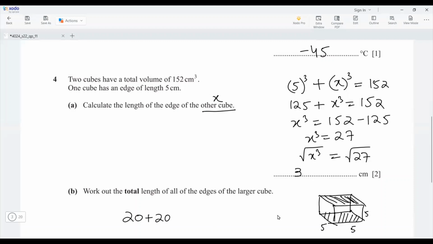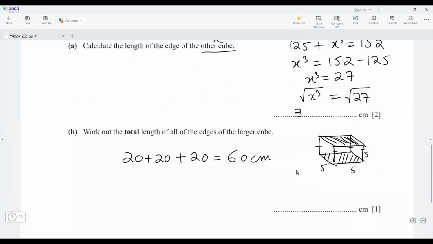So which sides are left here? We can say this side, meaning 4 other sides, are left here. So we can add all of these. So the result of 20 plus 20 plus 20 is 60 centimeters. So it is the total length of all of the edges of the larger cube.